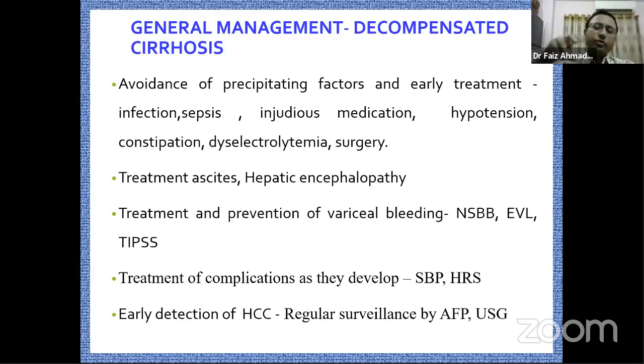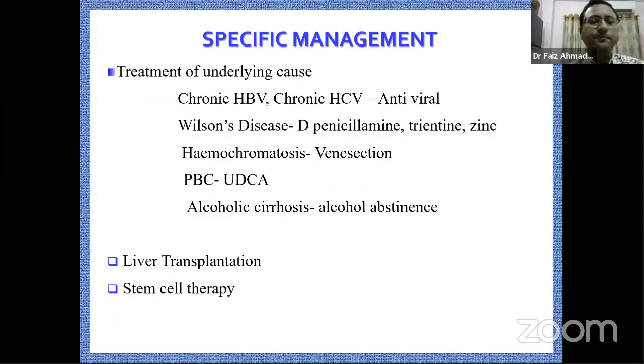জানতে হবে আমরা endoscopy-র মাধ্যমে এক ধরনের rubber band varices গুলোতে পড়িয়ে দিই এবং অনেক সময় TIPS করতে হয়, transjugular intrahepatic portosystemic shunt, এটাকে বলে TIPS, যেটা অনেক সময় করতে হয়. Treatment of complications like ascites, if there is spontaneous bacterial peritonitis, hepatorenal syndrome, we treat accordingly. Early detection of HCC is important. Second, surveillance by alpha fetoprotein and ultrasonogram.